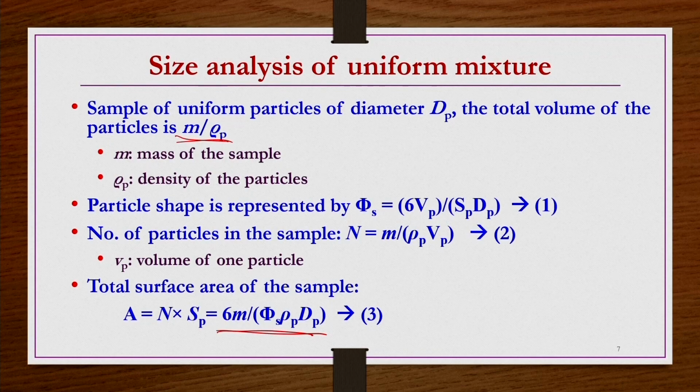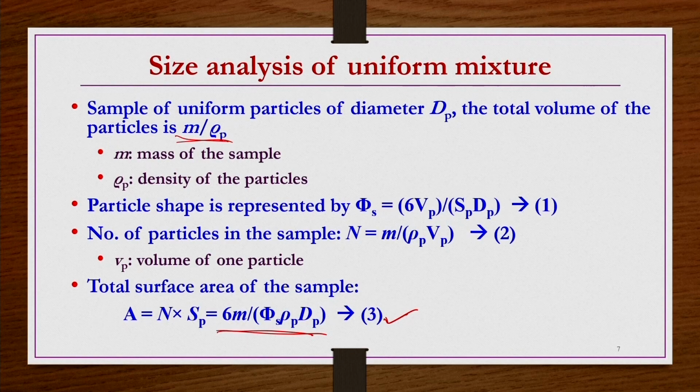So, that means if you know the mass of the sample, the density of the particles, and the size of one single particle, then you can know the total surface area using this equation, without worrying about other information like the volume, the surface area, or the difference from one particle to the other. You do not need to worry because of the uniformity of the mixture.